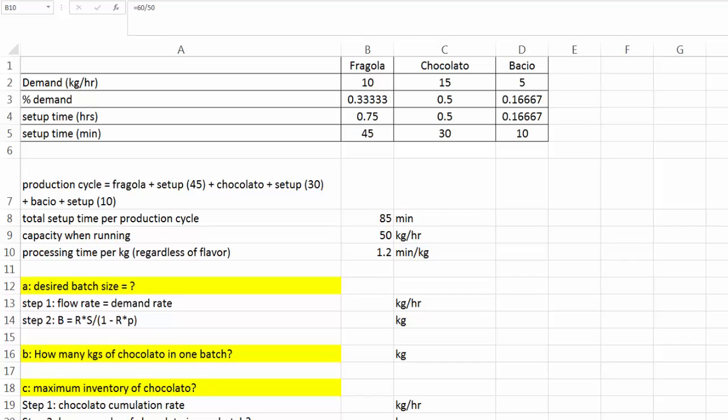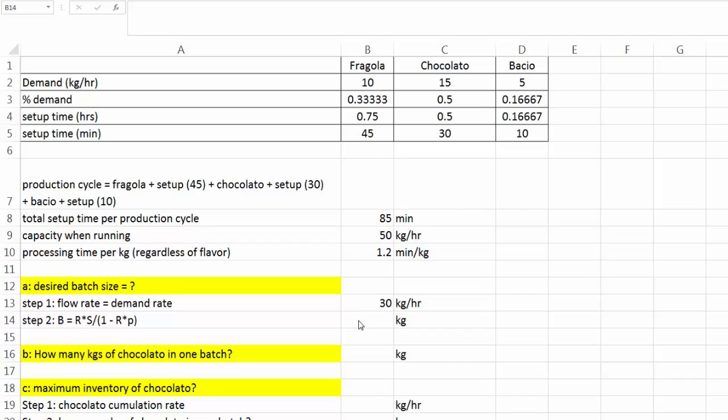Question A, what would be the desired batch size assuming that Bruno wants to make sure the demand is satisfied? First of all, let's look at the flow rate. In this case, that would be the demand rate. Note that there are three flavors, so the total demand rate will be equal to 10 plus 15 plus 5. Demand is 30 kilograms per hour, out of which 10 is for Fragola, 15 for Chocolato, and 5 for Basil.